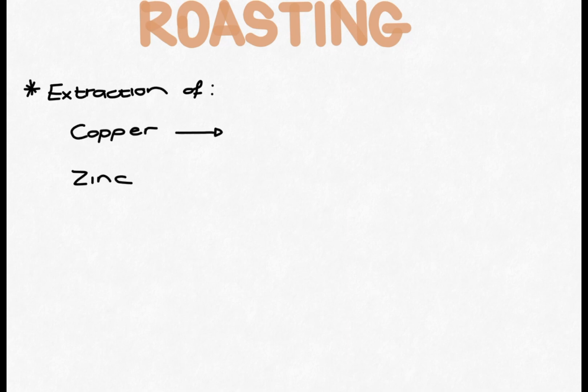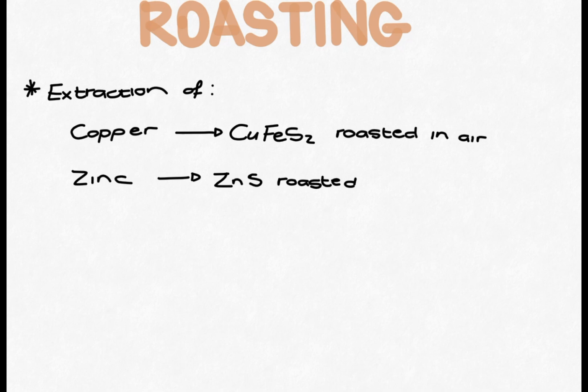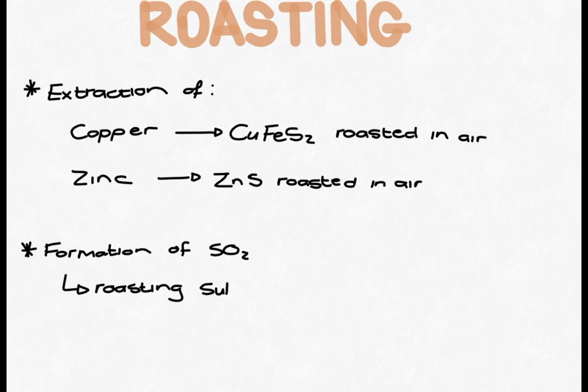Now, for copper, iron sulfate, which is the ore, will be roasted in air to get rid of the sulfide ion. And the same with zinc. Zinc sulfide is roasted in air to get rid of the sulfur. Now, of course, we can then also use roasting for the formation of sulfur dioxide. And this will be done by the previous examples of roasting the sulfide ores.